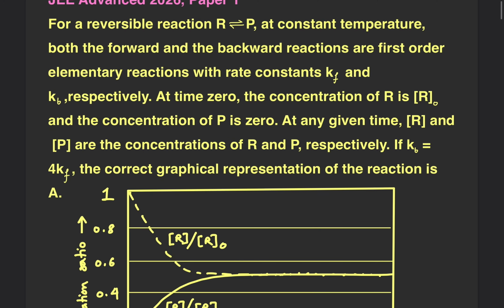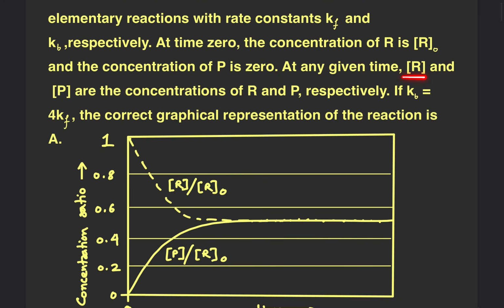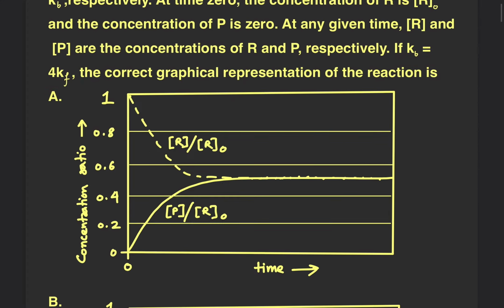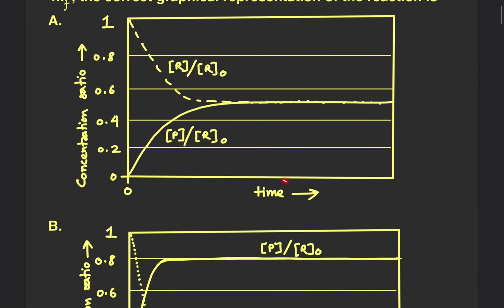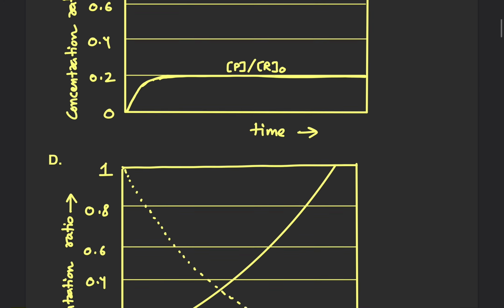At time 0, the concentration of R is R naught and the concentration of P is 0. At any given time, R and P are the concentrations of R and P respectively. Kb is equal to 4 times Kf, given, very important. The correct graphical representation of the reaction is, so we have a few graphs where on the x-axis we have time and on the y-axis we have the concentration ratios, that is R by R naught and P by R naught. We have to determine which one of the graphs is correct.